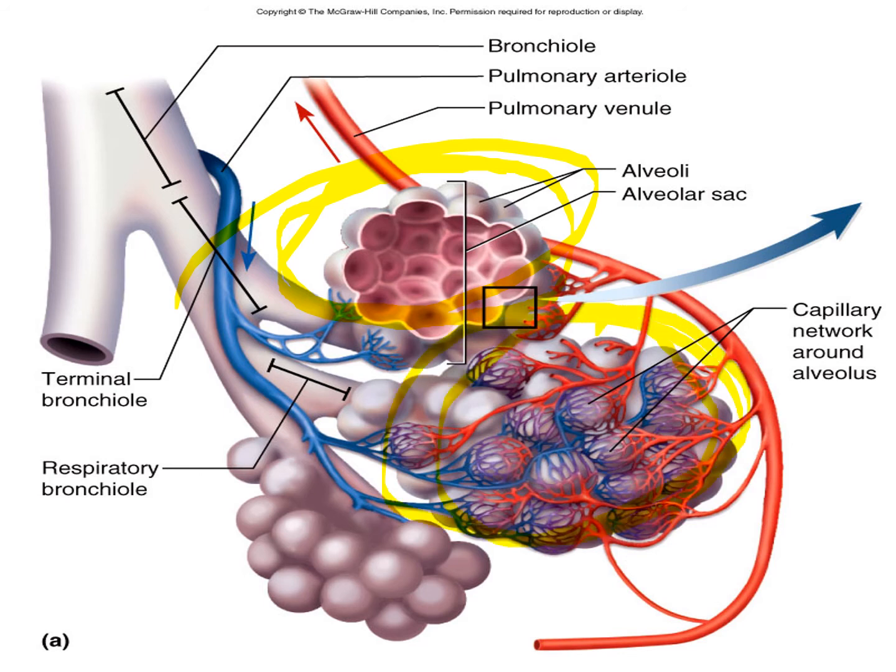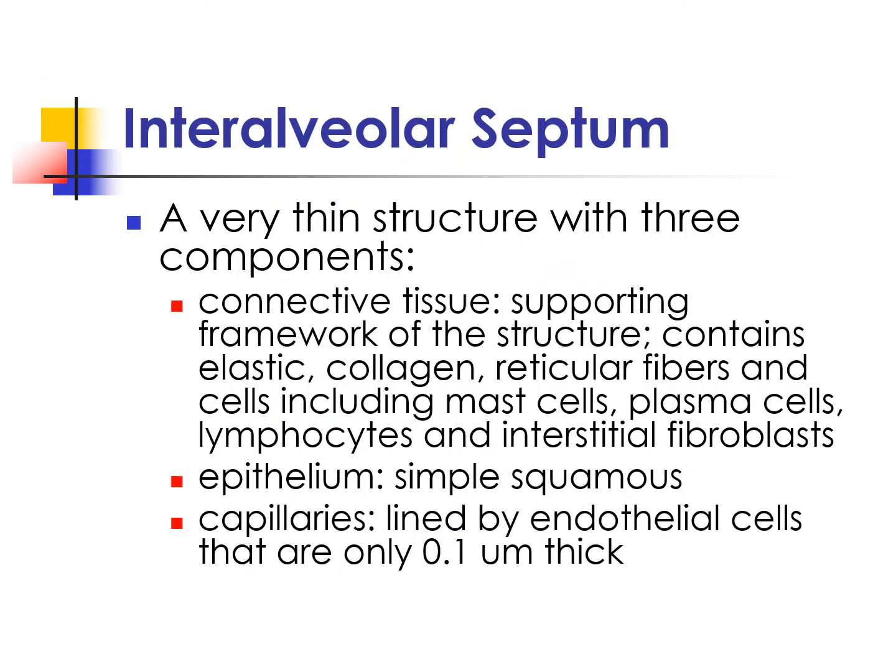Take note of the red, those are the arteries, and the blue, those are the veins. Then the violet, that is the capillary network where gas exchange occurs. So let's proceed to the interalveolar septum. It is a very thin structure with three components. What are the three components? We have connective tissue, the epithelium, and the capillaries.